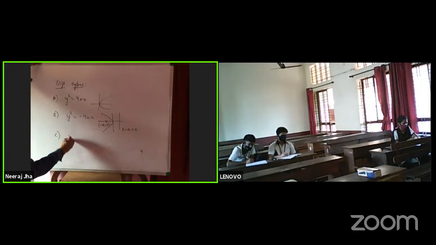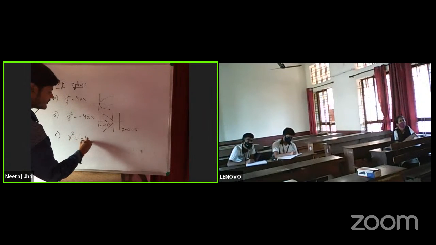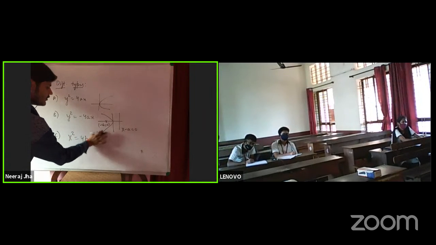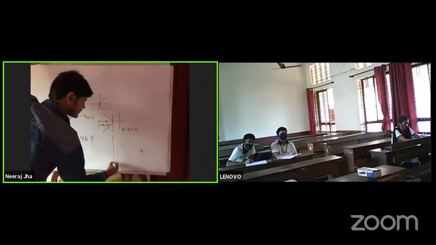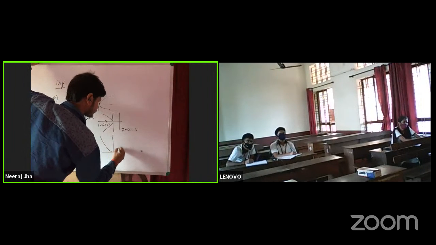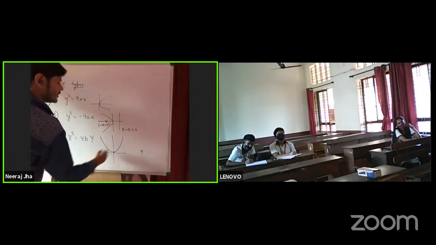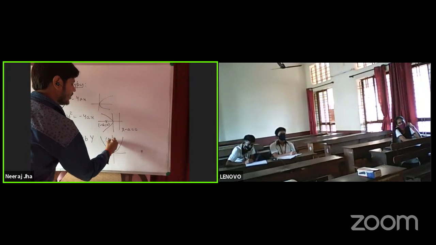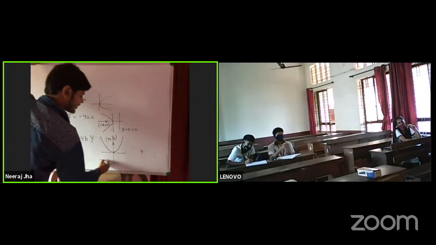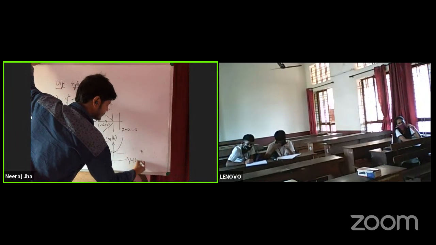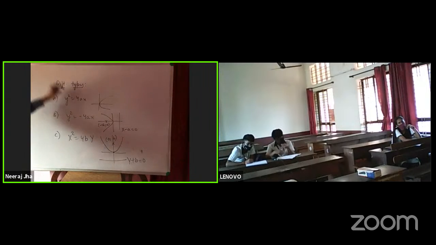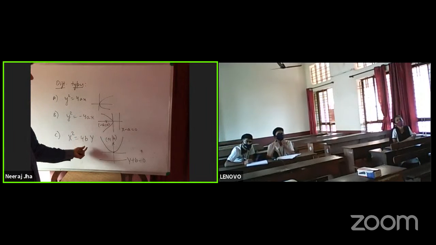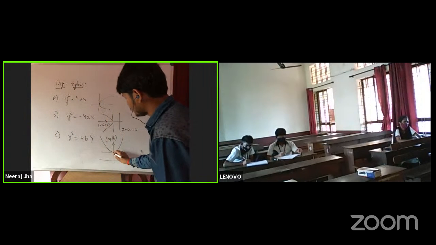Third, c, is x square is equal to 4by or 4ay. This is the parabola which will have the shape like this. Now its vertex will be 0 comma 0 and its directrix will be capital Y plus b is equal to 0. And so on, the situations will change. The latus rectum will be somewhere over here. Its length will be 4a or 4b, whichever. The vertex will be the same, 0 comma 0.